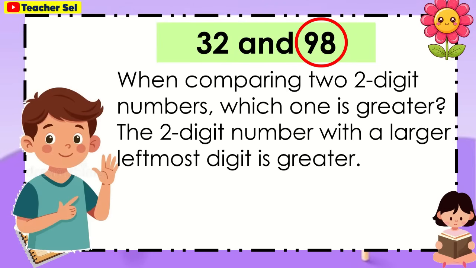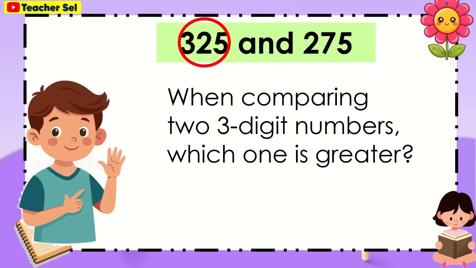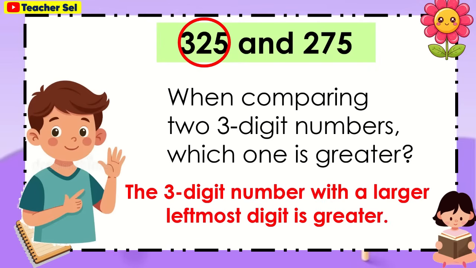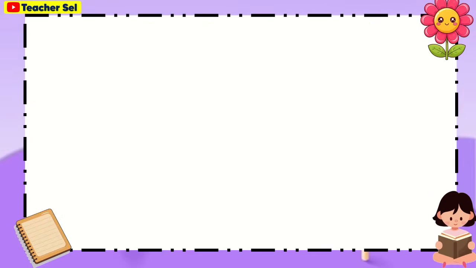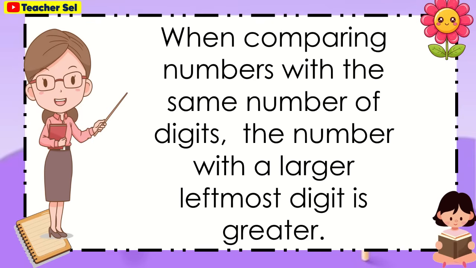32 and 98. When comparing two two-digit numbers, which one is greater? The two-digit number with a larger leftmost digit is greater. When comparing two three-digit numbers, which one is greater? The three-digit number with a larger leftmost digit is greater. When comparing numbers with the same number of digits, the number with a larger leftmost digit is greater.